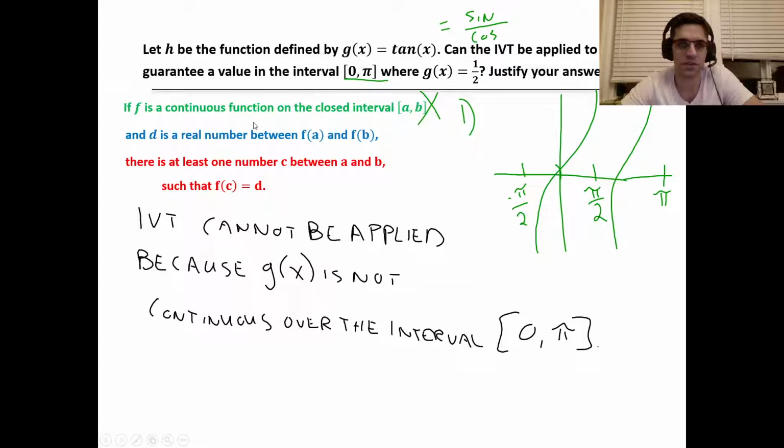Step 1 is that the function is continuous over the interval 0 to pi. If we know a thing or two about the graph of tangent, we know that this is not continuous from 0 to pi. In fact, we have a vertical asymptote at pi over 2. So because we do not meet criterion number 1, we are not continuous on the interval 0 to pi, we cannot apply the intermediate value theorem. To be clear, there may be some value c where g of c equals 1/2, but the intermediate value theorem cannot be used to guarantee that there's such a value.